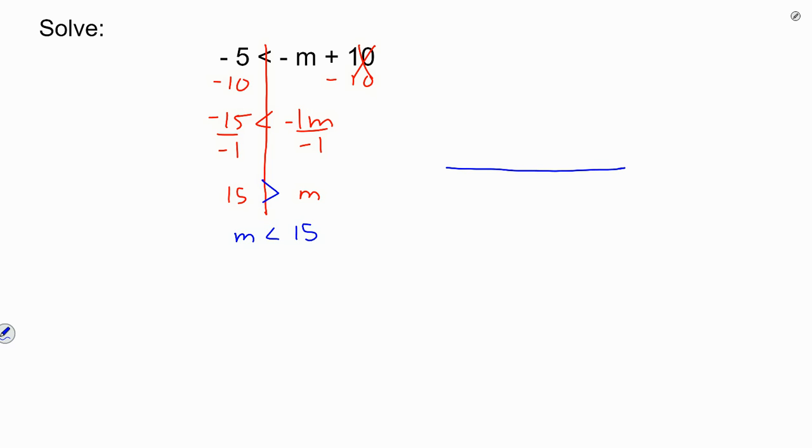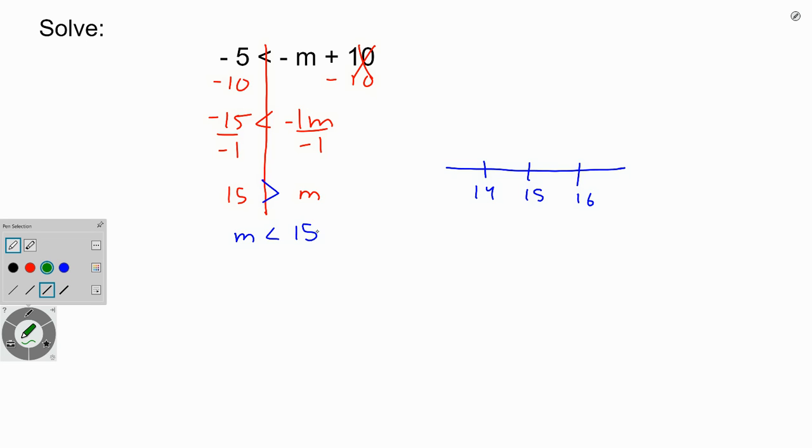Then when I go to graph it, I want to show all the possible solutions, because remember, there's an infinite number of possibilities here. 15, 16. So at 15, it is not a solution because there's no equal to, so I put my open circle. And then I want to go to the left because I'm showing all of my numbers smaller than 15 are solutions.